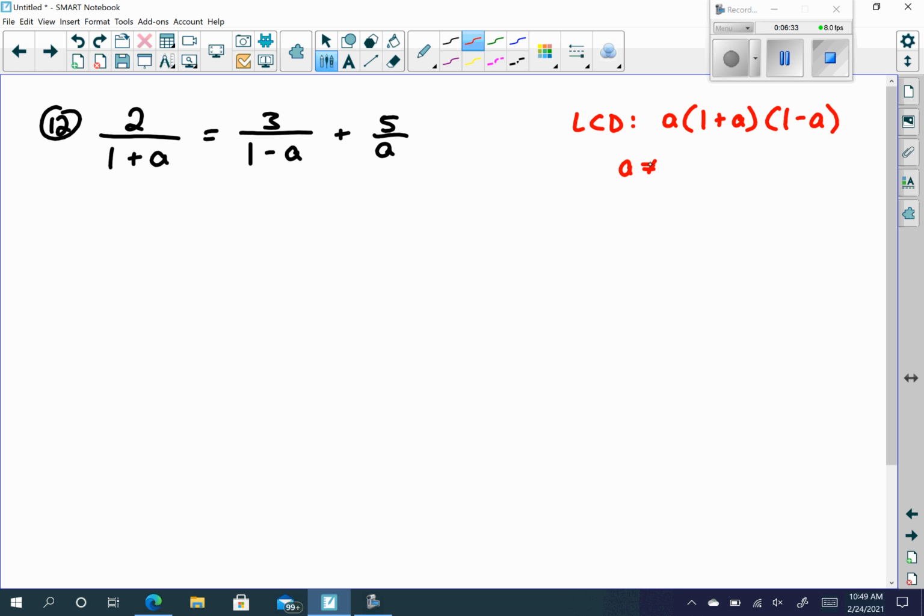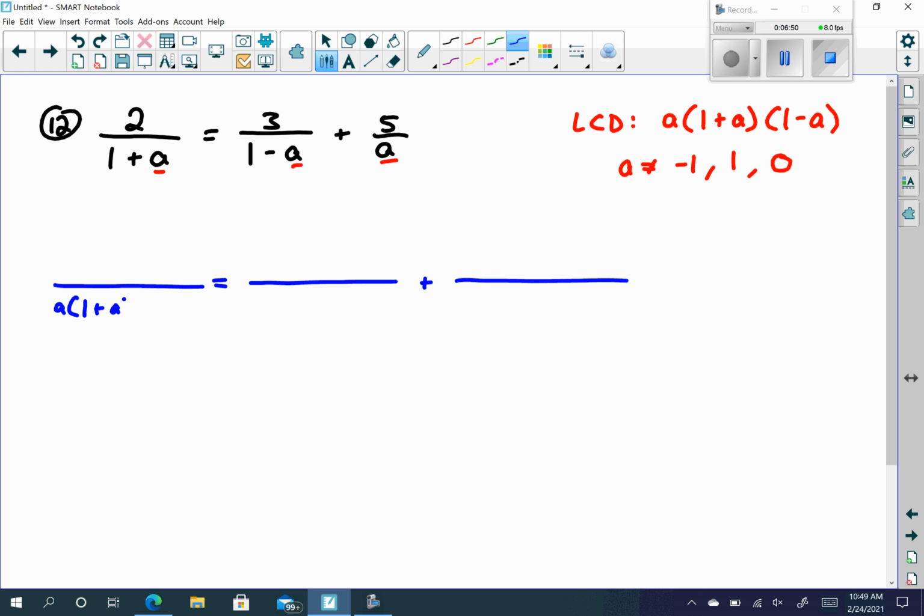What can't a equal? This a cannot equal a negative 1. This a cannot equal a positive 1. This a cannot equal 0. So let's make our LCDs for every fraction. So we have a, 1 plus a, 1 minus a.